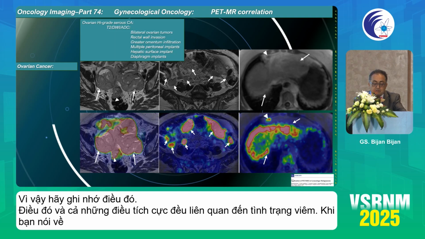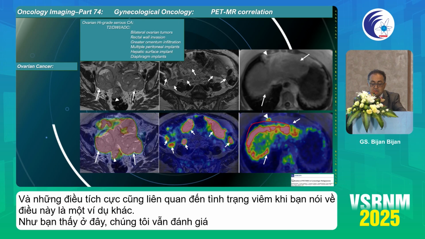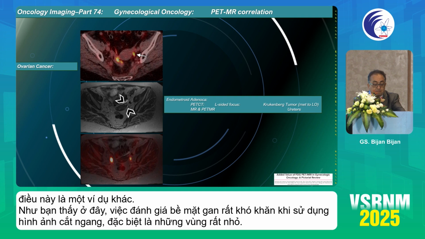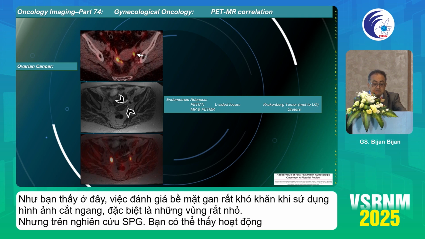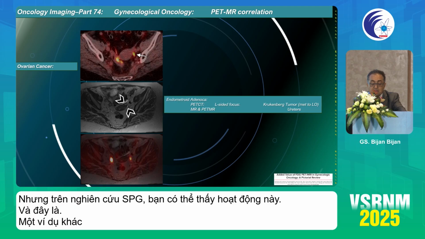This is another example of that. As you see here, the evaluation of the surface of the liver is very difficult using cross-sectional imaging, especially if those lesions are small. But on the FDG study, you can see the activity. This is another example of correlation between the MR and PET.